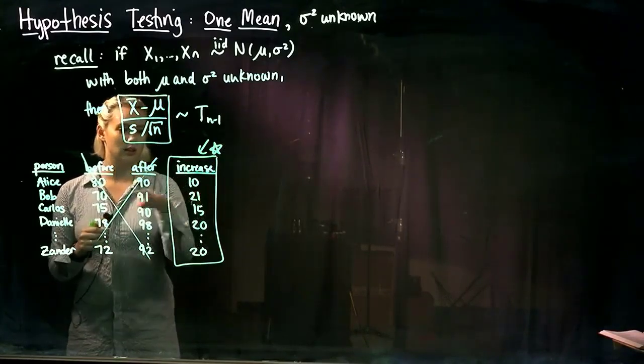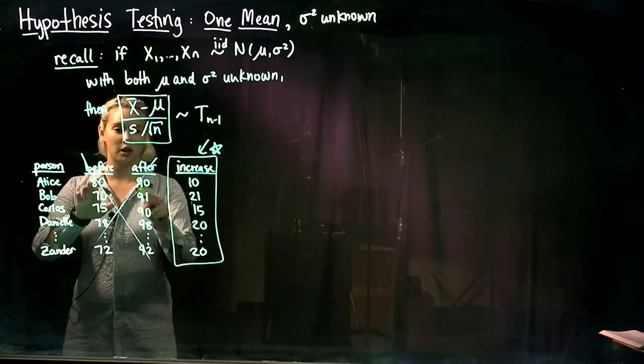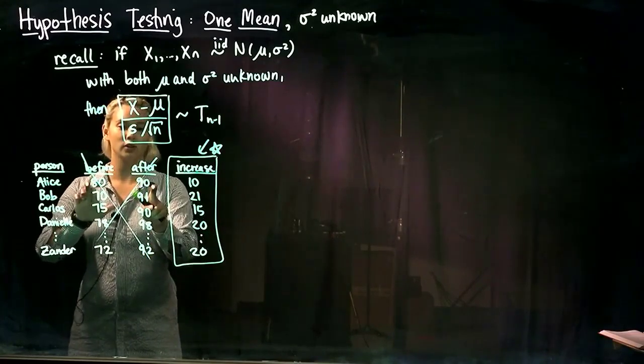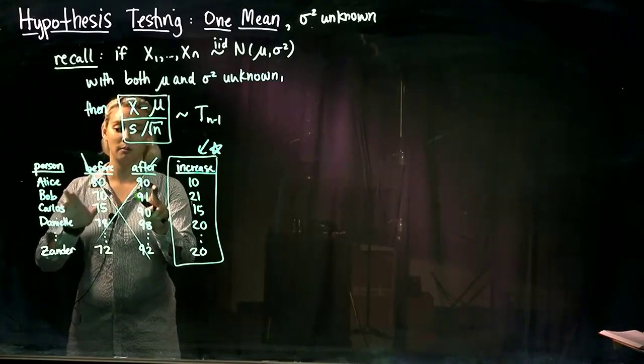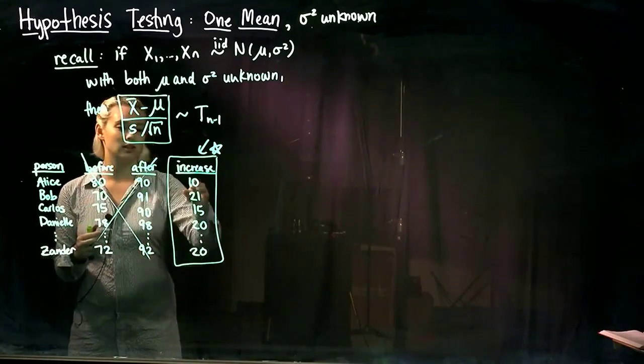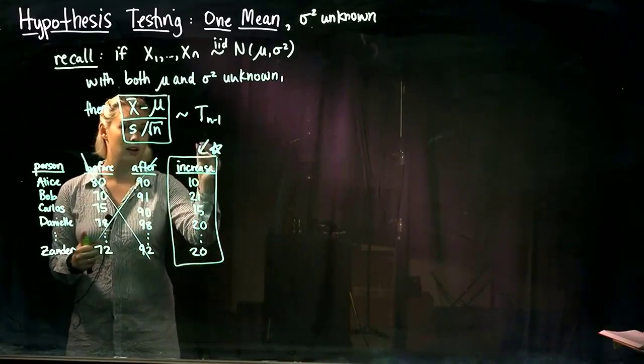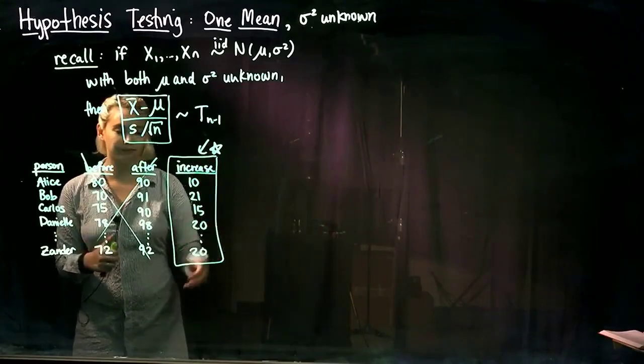We can do this subtraction because we have paired data. Alice is paired with herself. Her before score is paired with her after score. Bob's before score is paired with his after score, and so on. So all we're interested in is essentially the difference, so we can just focus on that improvement or increase.